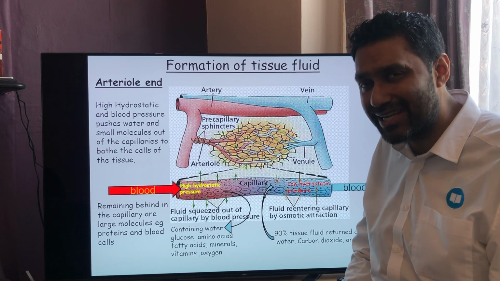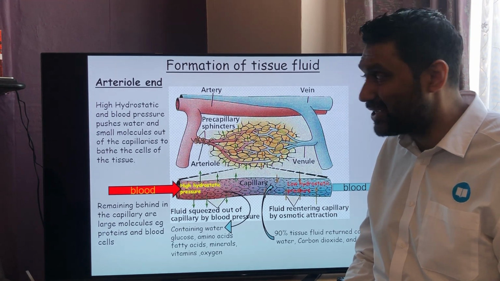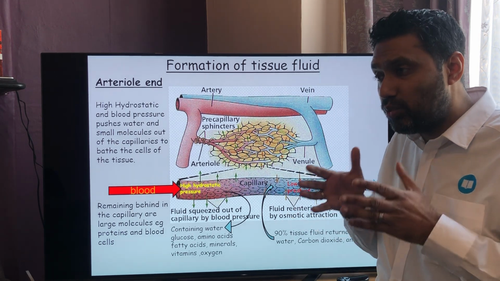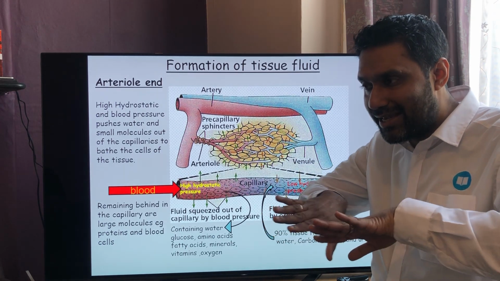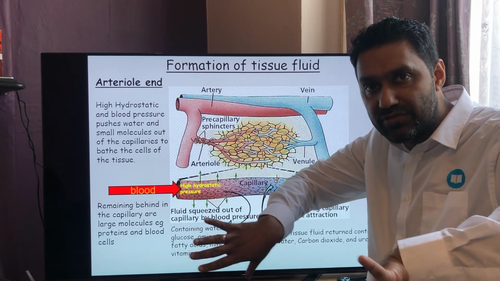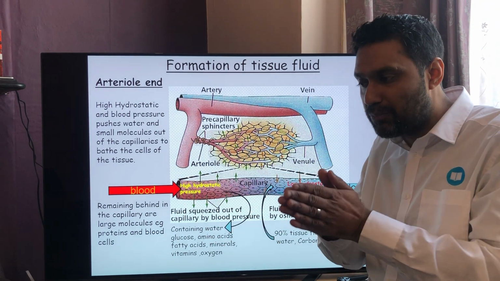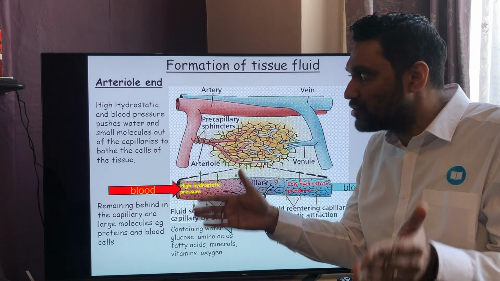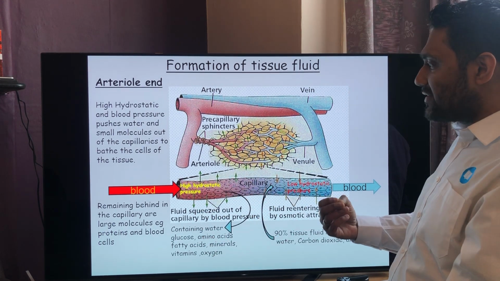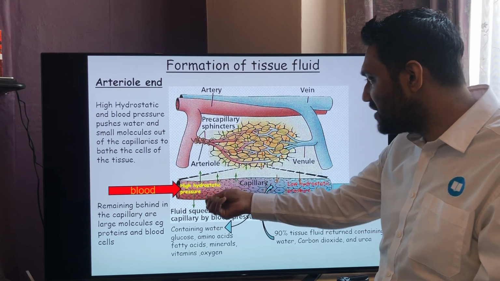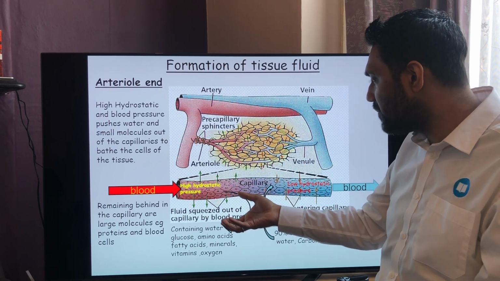Now, what is hydrostatic pressure? Well, hydro comes from the word water. So hydro means water. Static meaning still. Any water inside a system. So if you've got water inside a pipe and that water is pushing against the walls of something, that's known as hydrostatic pressure. So you need to know that there is going to be hydrostatic pressure within the capillaries, and there's also going to be osmotic potential within the capillaries.